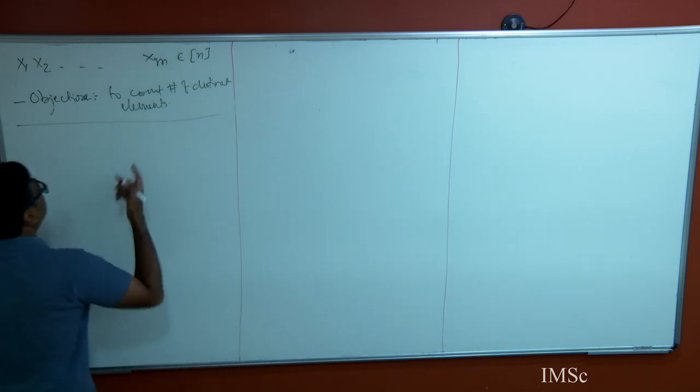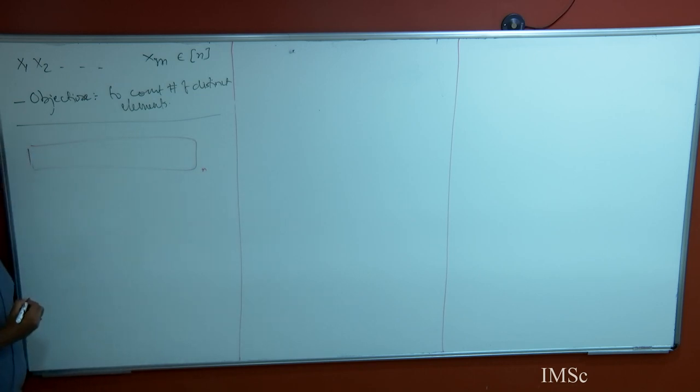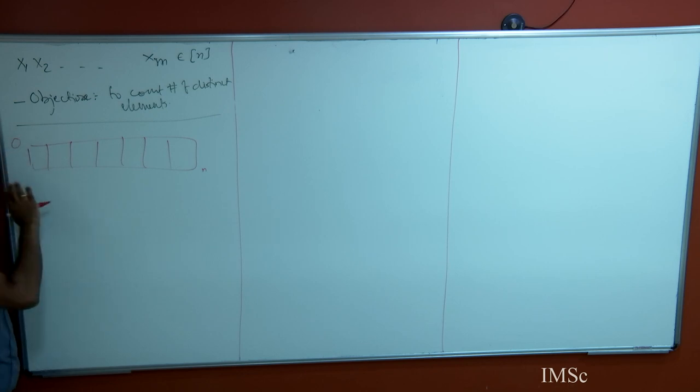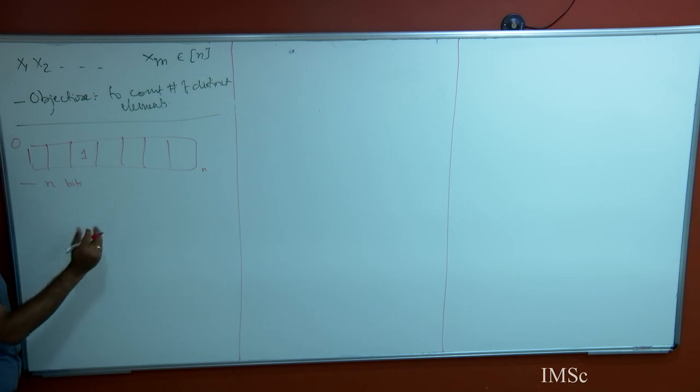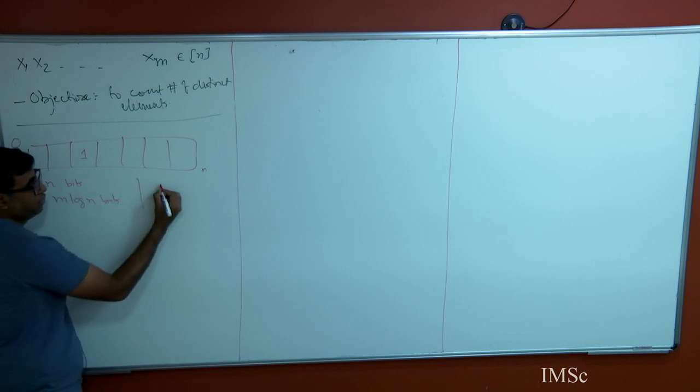So we said that, okay, if we know this n, we can keep a bit vector of n bits, where all the bits are initially set to zero, and if I see some number, I go and set that bit to 1. This takes n bits, right? The other algorithm could be that I explicitly store the distinct elements, and that is going to take m log n bits, okay? Now, m you don't know, but suppose you knew n.